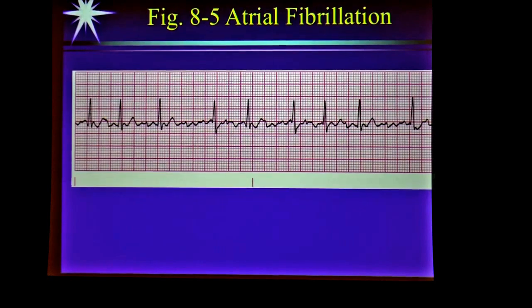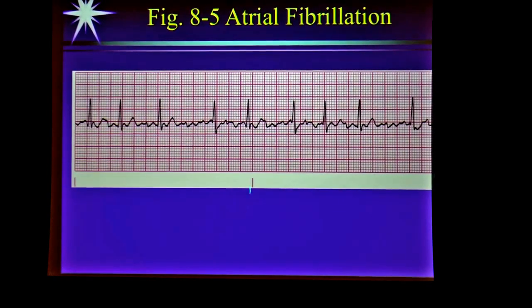So that's the danger of only looking at a short strip when you're making a diagnosis, right? You want to look at the thing running so you can see, am I only looking at something that's happening for 6 seconds, or am I looking at something that's happening throughout the patient's EKG? And there's no way of knowing.